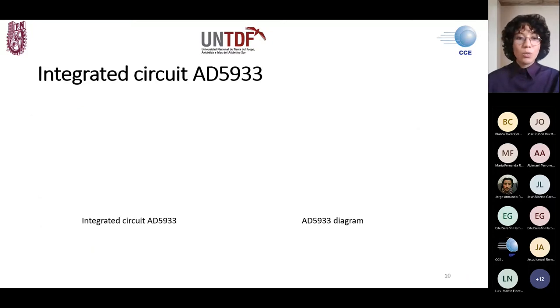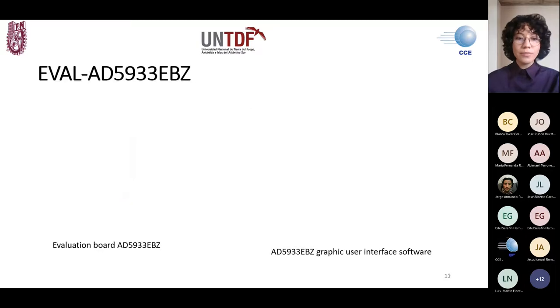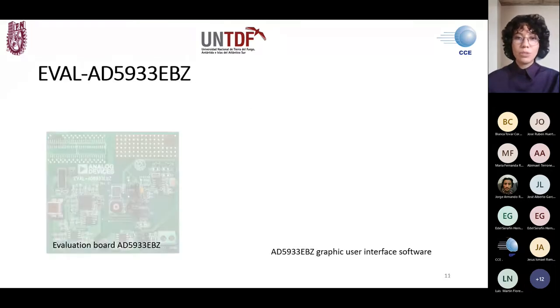In this contribution, we show that an integrated circuit can be used to take bioimpedance measurements at low cost. This is the integrated circuit, and its name is AD5933, a high precision impedance converter system that contains different components, but the result of the process will be a real and imaginary value for each excitation frequency. This circuit is from Analog Devices, and we can find it in different evaluation boards.